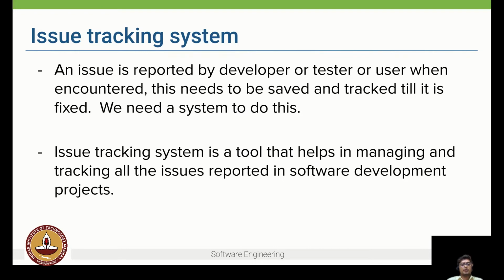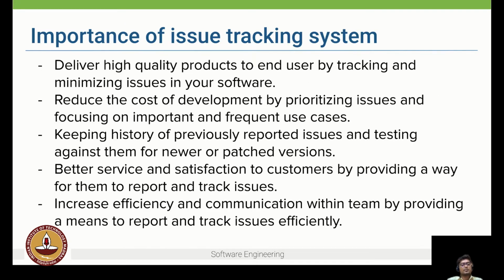An issue is reported by a developer or tester or user when they encounter it. So these issues need to be saved and tracked till they are fixed because we want our system to be bug free. So this is where issue tracking systems play a role. Issue tracking systems are tools that help in managing and tracking all the issues reported in your software development projects. So why is this important?